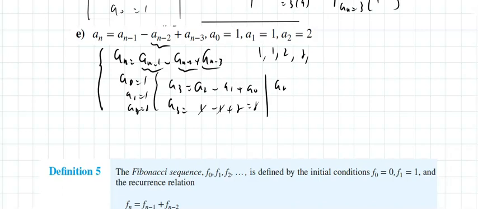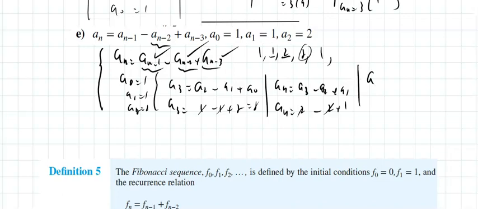There it is. A sub 4. Take a sub 3, subtract a sub 2, add a sub 1. So that is a sub 3 is a 2 minus a sub 2 is a 2 plus a sub 1, which is a 1, so that's 1. 1, 2, 3, 4, 5, one more. A sub 5 is a sub 4 minus a sub 3 plus a sub 2. A sub 4 is a 1 minus 2 plus 2, so that's a 1.